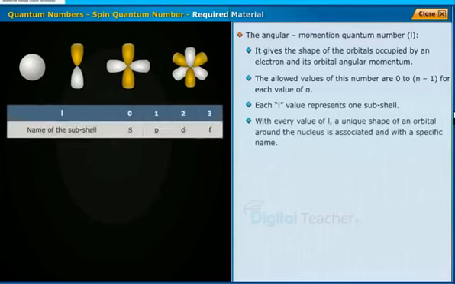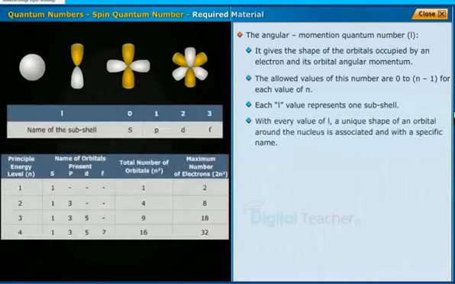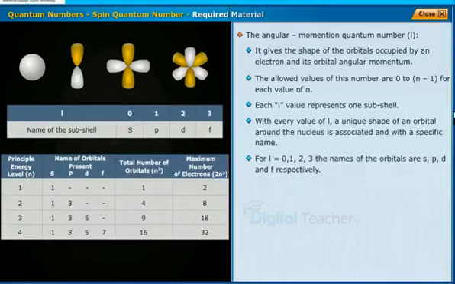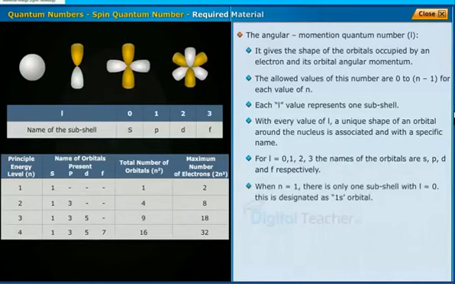With every value of l, a unique shape of an orbital around the nucleus is associated, with a specific name. For l equal to 0, 1, 2, 3, the names of the orbitals are s, p, d and f respectively. When n is equal to 1, there is only one subshell with l equal to 0.